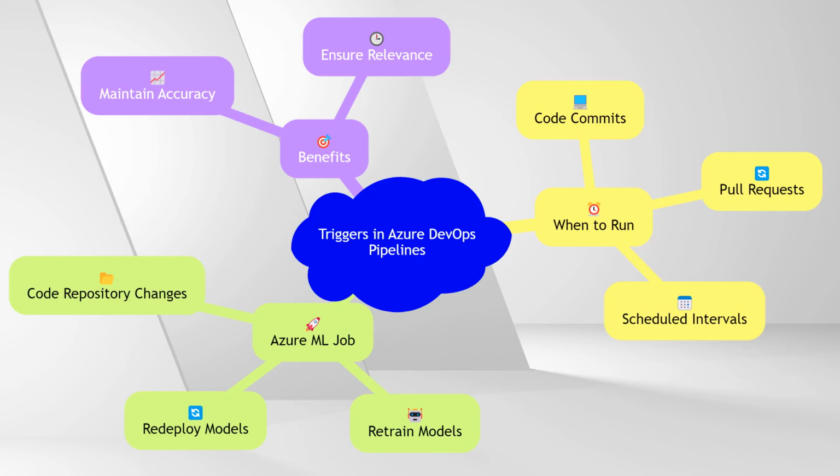Triggers in Azure DevOps pipelines determine when the pipeline should run. You can configure triggers to run the pipeline in response to various events, such as code commits, pull requests, or scheduled intervals. To trigger an Azure ML job, you can set up triggers that respond to changes in your code repository, ensuring that your machine learning models are retrained and redeployed whenever the underlying code or data changes. This helps maintain the accuracy and relevance of your models over time.